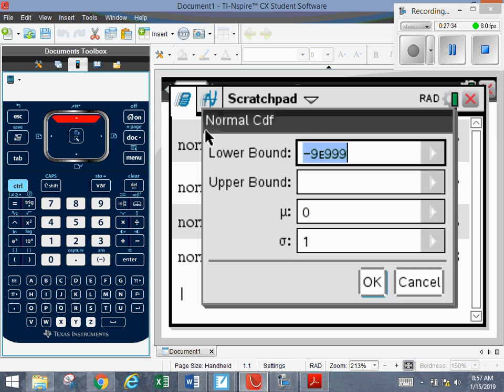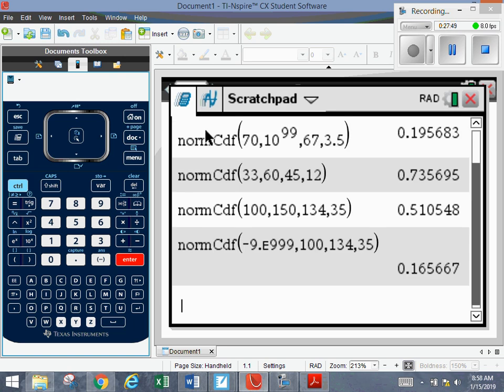Our upper bound is 100. Mean we said was 134. Standard deviation was 35. And we get a probability of approximately 0.166.